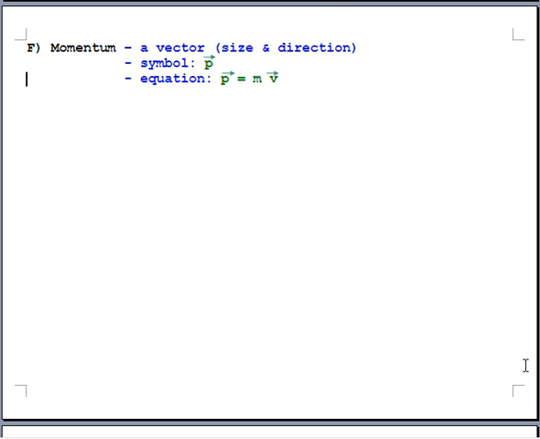Nice and easy. And if you think about the units, in physics, we like to measure masses in kilograms. We like to measure velocities in meters per second. So the units here, they're kind of weird, but it's what they have to be if we're multiplying a mass by a velocity. The units are kilogram meters per second.